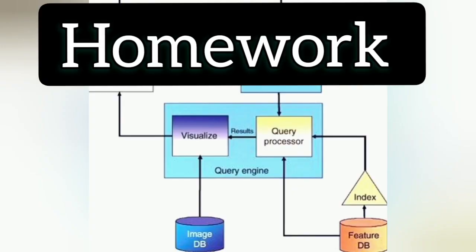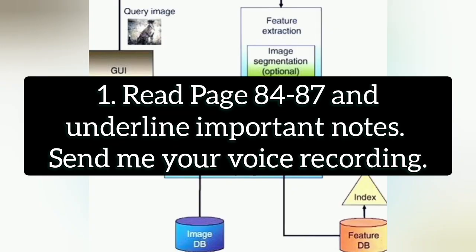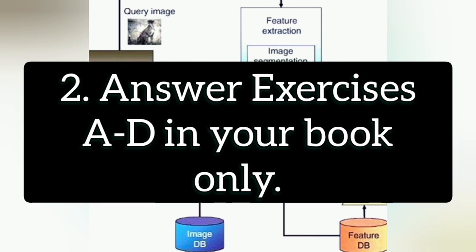Thank you. Your homework today will be number 1, read pages 84 to 87 and underline important notes. Send me your voice recording as well. Number 2 will be to answer exercises A to D in your book only, and try to answer it by yourself. Rectification will be sent to you this evening.